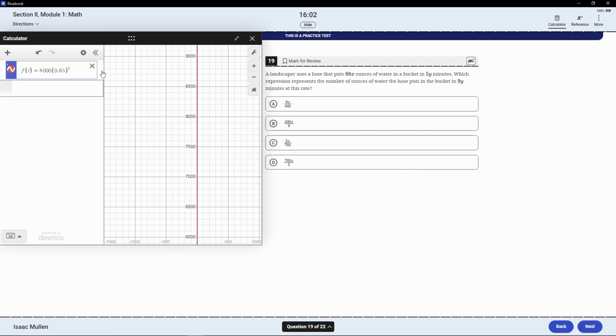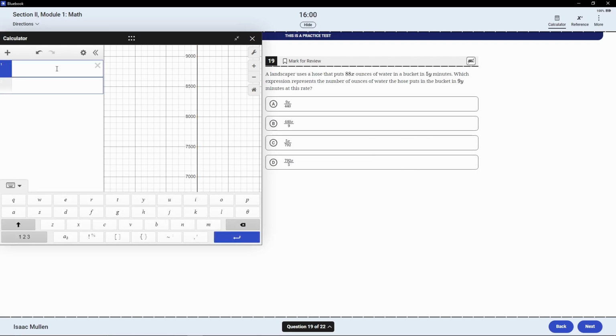A landscaper uses a hose that puts out 88x ounces of water in a bucket in 5y minutes. Which expression represents the number of ounces the water hose puts in the bucket in 9y minutes at this rate? So we know 88x over 5y is going to be equal to the amount of water over 9y, because these rates are going to be the same, obviously.